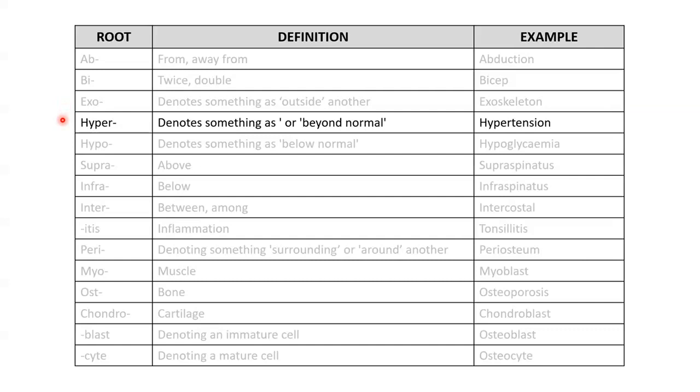Hyper, we've already talked about, so it refers to something that is increased or beyond normal. So for example, hypertension is high blood pressure. Hypo is the opposite to that, so it refers to something that is below normal or low. Hypoglycemia then refers to low blood sugar.